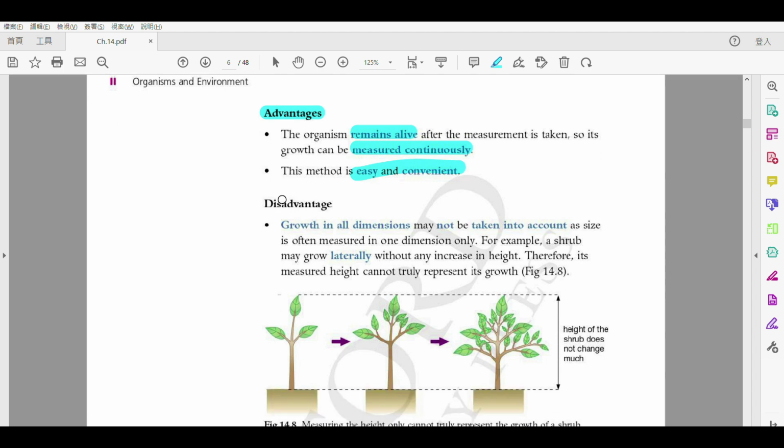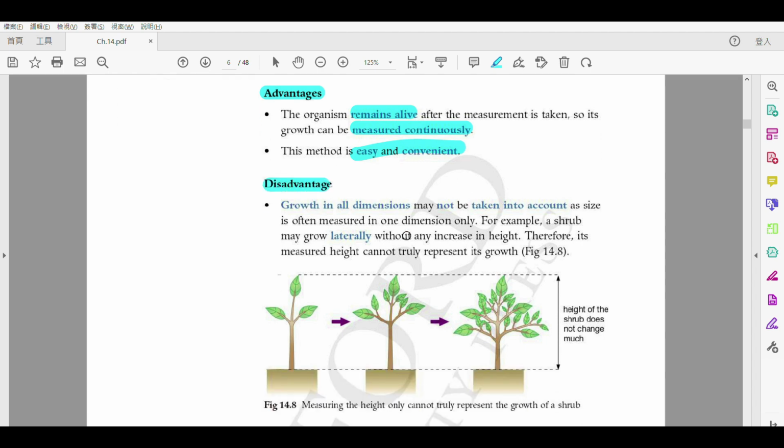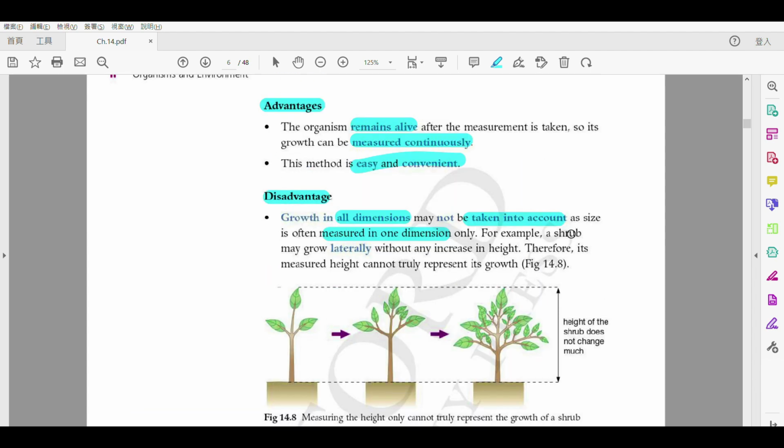And then for disadvantages, as you can see, there is a relationship between them. And somehow, I could only get one dimension. I could only measure one dimension of that organism. So that means not all the dimensions can be taken into account. Taking into account means can be considered. Take a shrub here. A shrub is just like a bush. It may grow to the left and to the right. So it is growing laterally without increasing in height.